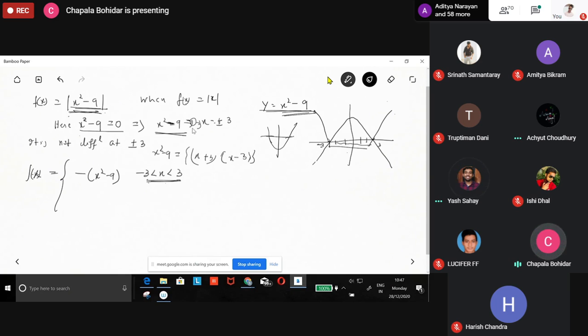Yes, ma'am. What is the given question? Absolute value. Mod x means this is reflected by the x-axis, or not? Yes, ma'am.